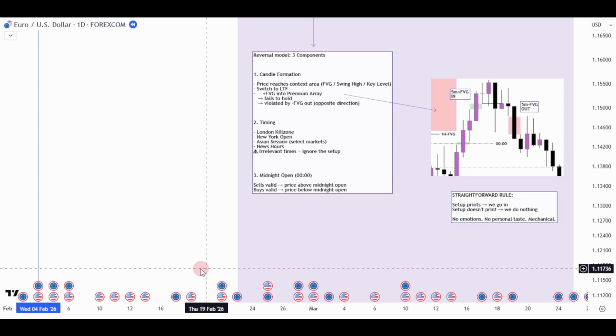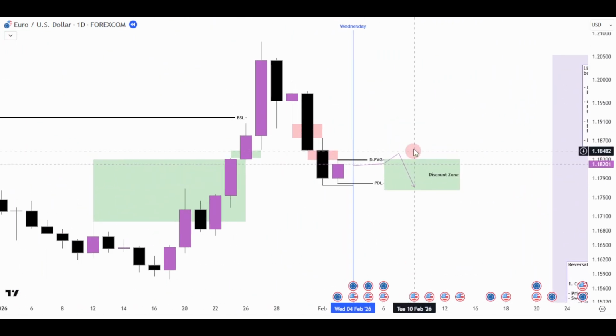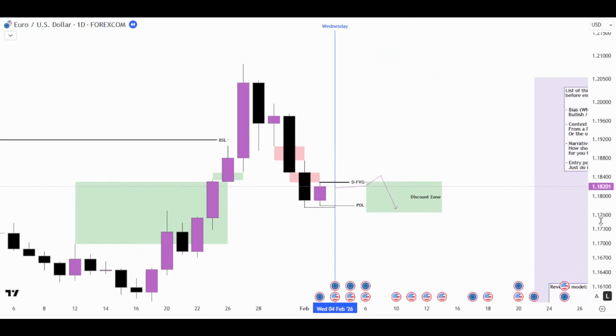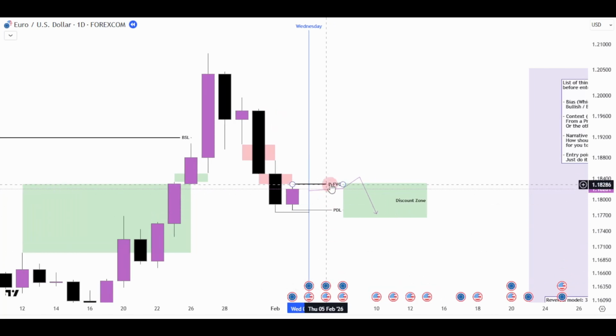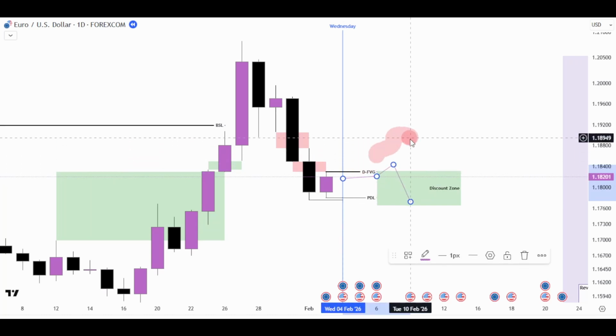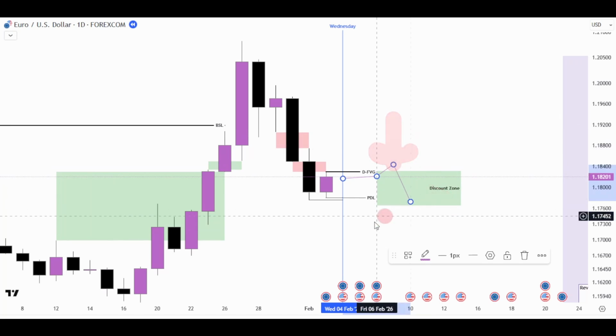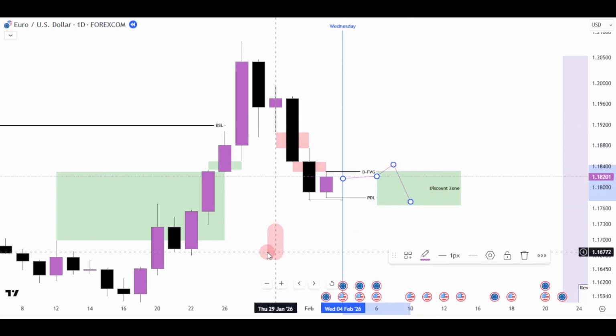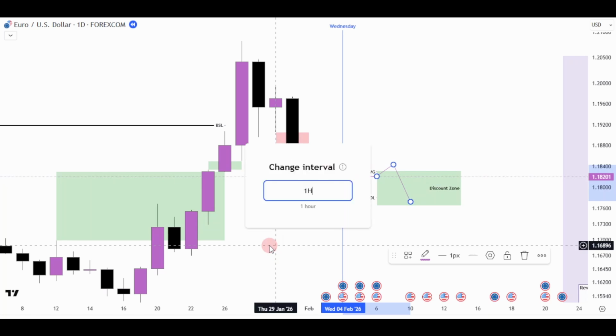So back to our chart. To apply this directly, our context area on daily is this bearish fair value gap. We want price to reach up to it and wait for a reversal model. Are we gonna look at it here? Of course not. We switch to lower time frame for more details. Let's go to 1 hour next.